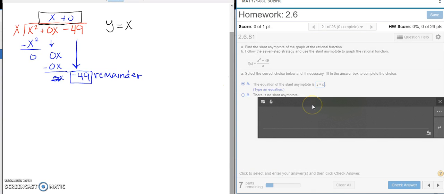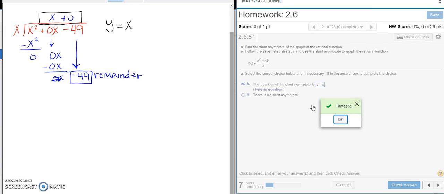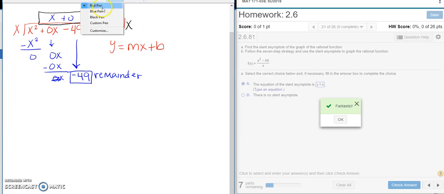And if you graph y equals x, that's just a diagonal line with a slope of 1, right? There's a 1 here. And if we think about y equals mx plus b, all of our slant asymptotes are going to be in this format. You'll have a y-intercept where you start and a slope that you follow from there. It just happens for this problem, our y-intercept was 0, because there's nothing there, and our slope is 1.